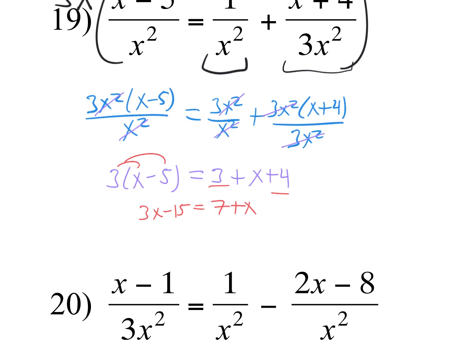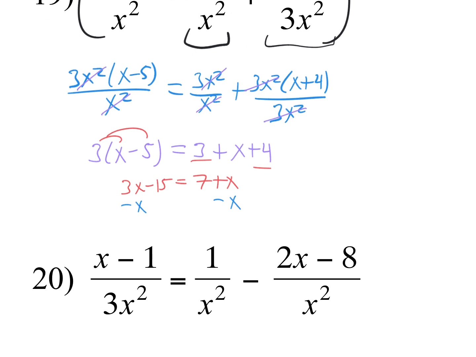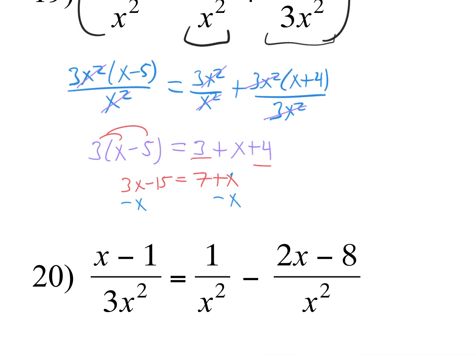All right, and then we want to subtract 7 on both sides. Or no, I'll do it the other way, I'm sorry. I'll subtract the x on both sides. I like to keep the x's on the left side of the equation. And then let's add 15 on both sides.